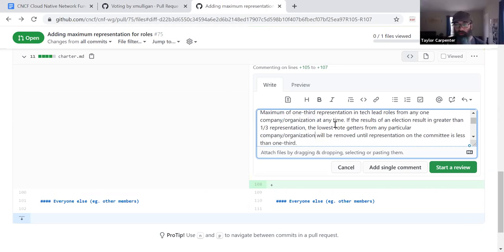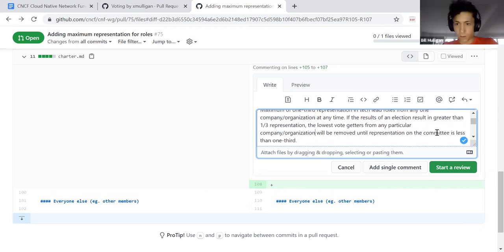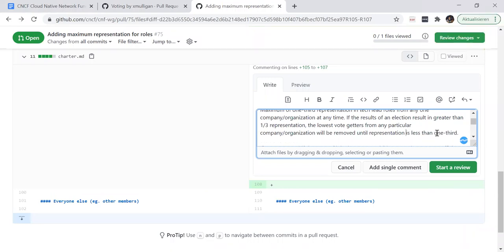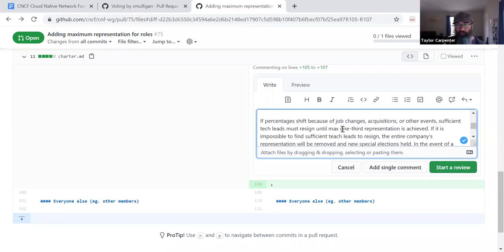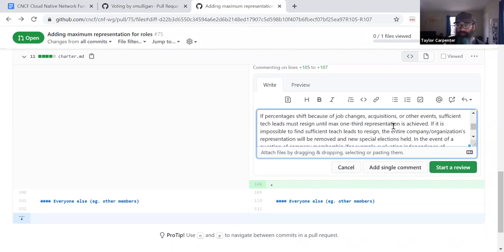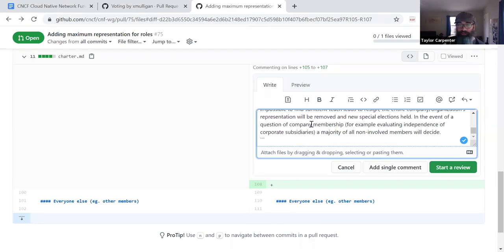There's a committee again. We're definitely having a committee. That's very clear. Committee editing, yeah. Entire company slash companies, organizations. Oh my gosh.